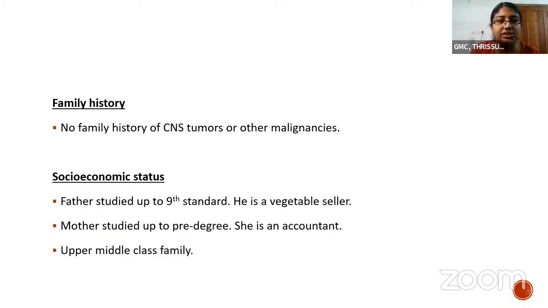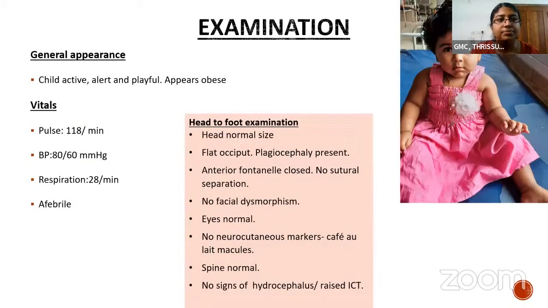Coming to the family history, there was no family history of CNS tumors or other malignancies. Socioeconomic status: father studied up to 9th standard. He's a vegetable seller, coming from a middle class family.